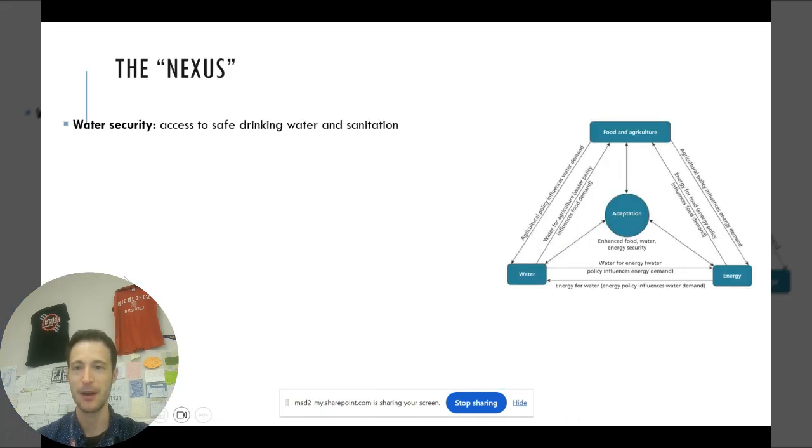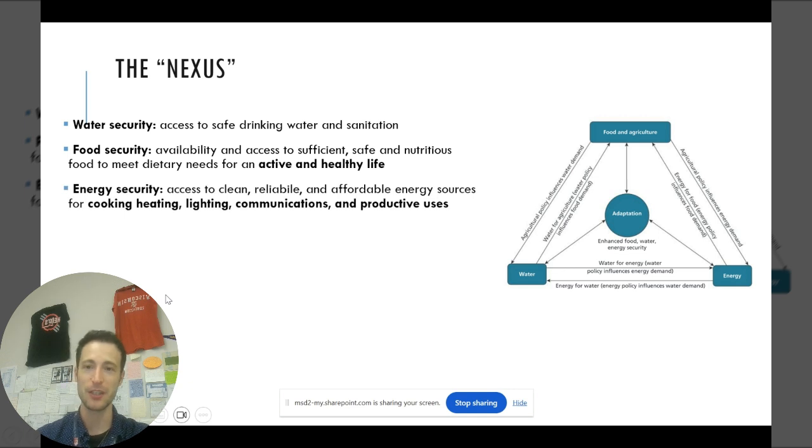But basically, we're talking about 3 types of security: water security, access to safe drinking water and sanitation, having the political capital, the industrial capital, the will, and then obviously the population densities to support it.